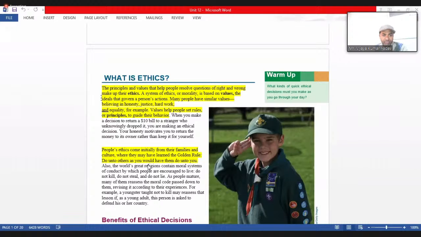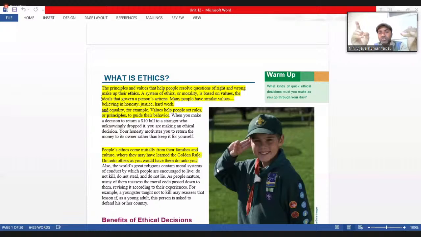Do unto others as you would have them do unto you. What is the meaning of this sentence? Do unto others as you would have them do unto you. I mean, whatever action you demand from others, you have to show the same kind of action from your side first. What does this refer to? If you want to get respect, then you should respect others first. If you want to get respect from someone, then you have to respect that person.